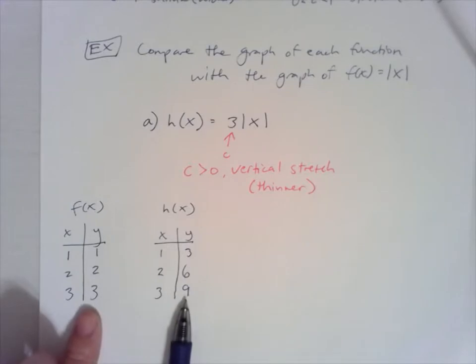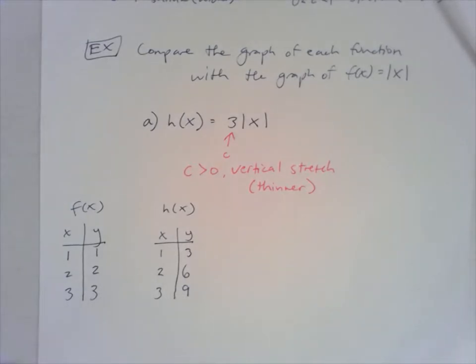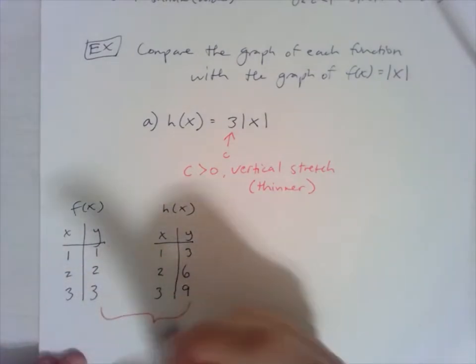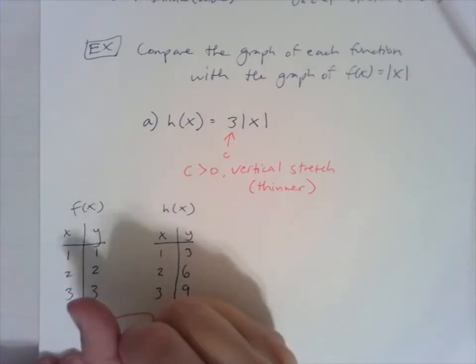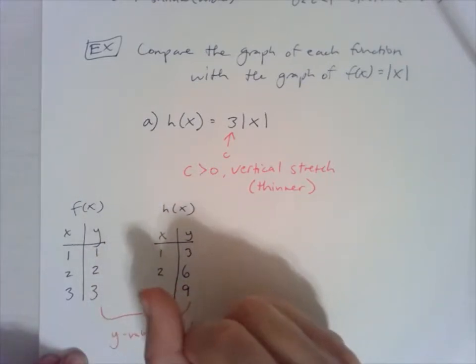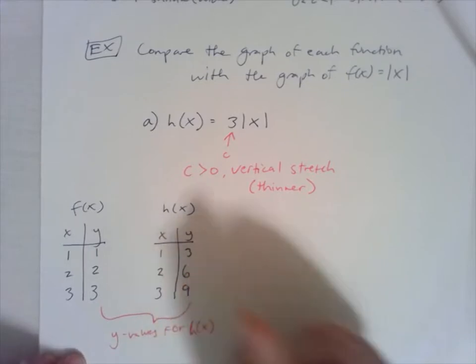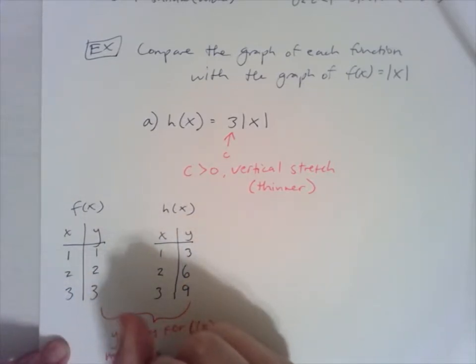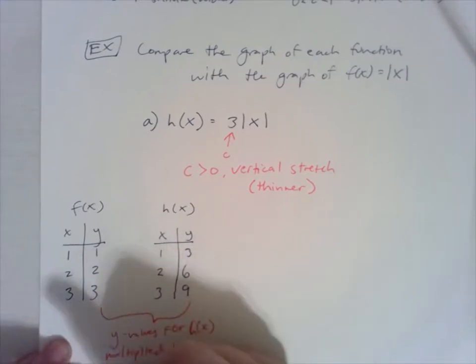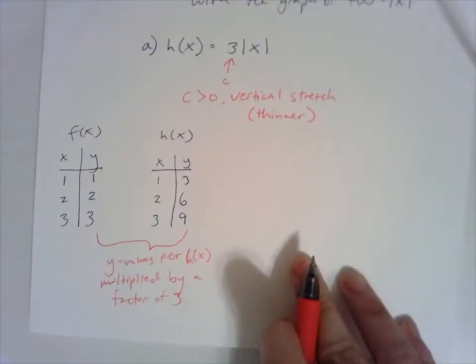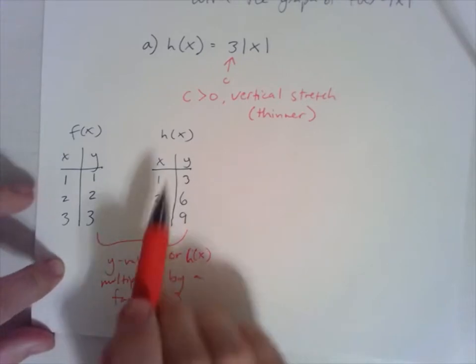Let's do a little bracket. We can see that our y values for h of x were multiplied by a factor of 3. Oops, can we see that okay? There we go. It looks like our y values for h of x were multiplied by a factor of 3. And here's what that looks like on our graph.